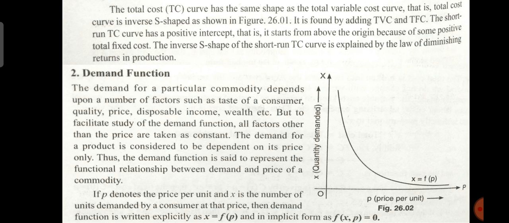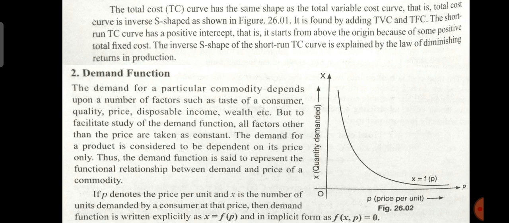Okay, and next is the demand function. So cost function, demand function. Demand for a particular commodity depends upon a number of factors. What is the taste of the consumer, because the consumer needs to buy the product. So the taste of the consumer, quality of the product, price of the product, disposable income and wealth, etc. All these factors determine the demand for that product.